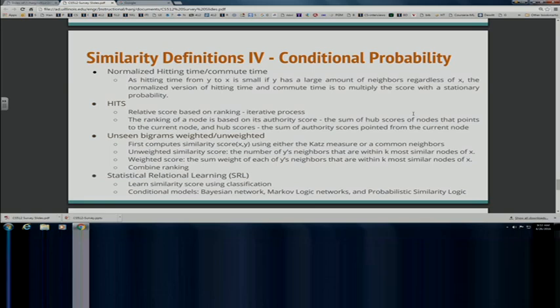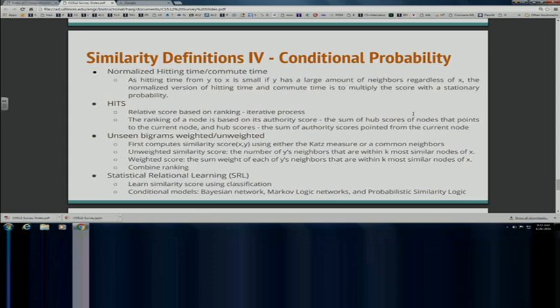And HITS is a relative score based on ranking, used as an iterative process. The ranking of the nodes, as we know, is based on the authority score, the sum of hub scores of nodes that point to the current node, and the hub score, the sum of authority scores pointed from the current node. So it's like an iterative version and also has both directions.